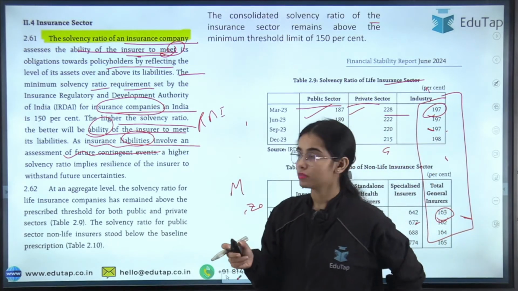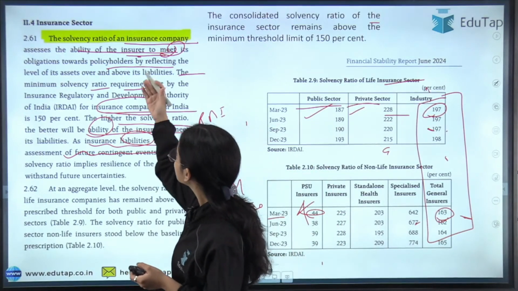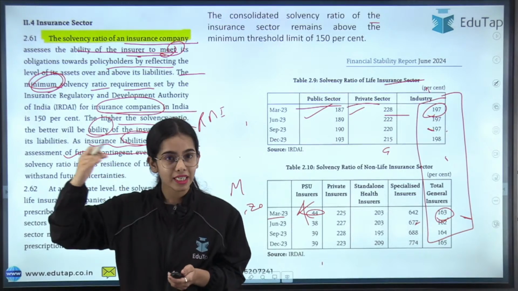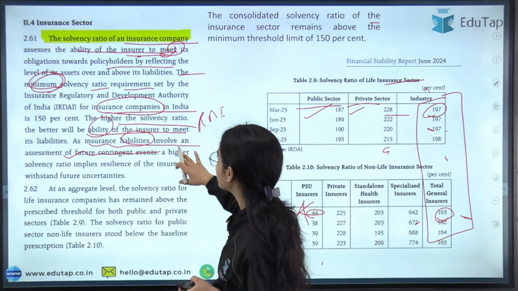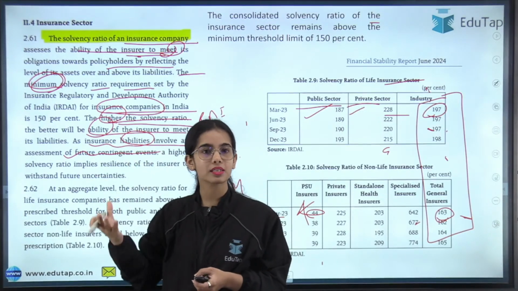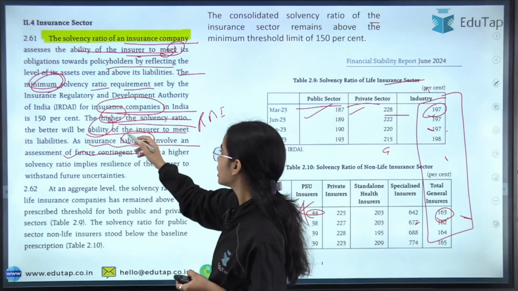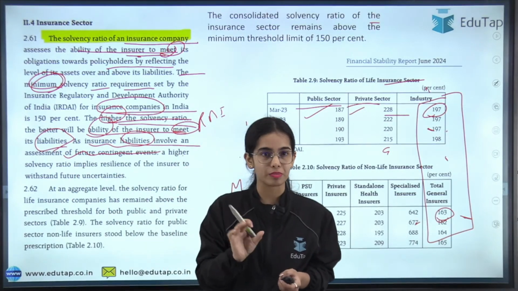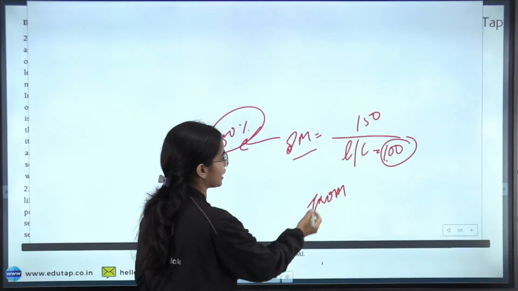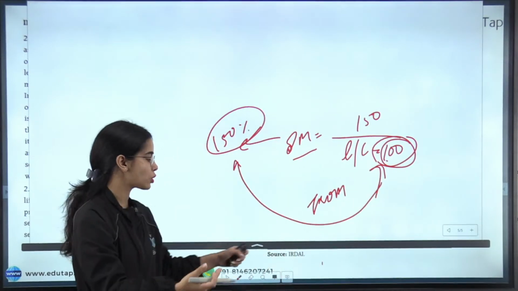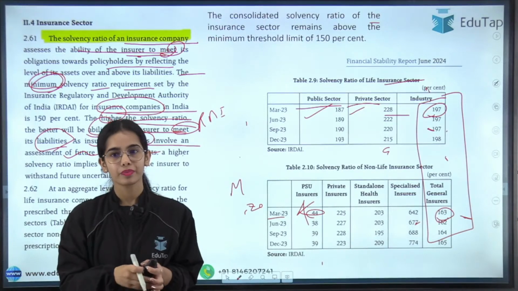150 is the minimum. The higher you maintain, it is written here, the higher the solvency ratio, the better will be the ability to handle a distressful situation or to handle the liabilities, because these are the assumed claims. 100 are the assumed claims. What if the claims are more? To handle that, the more solvency margin you have, the better.